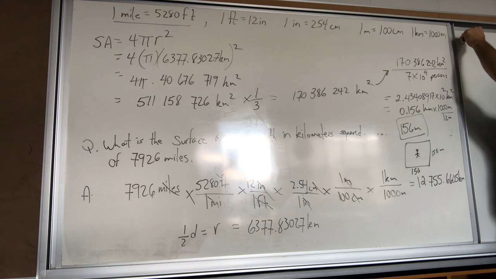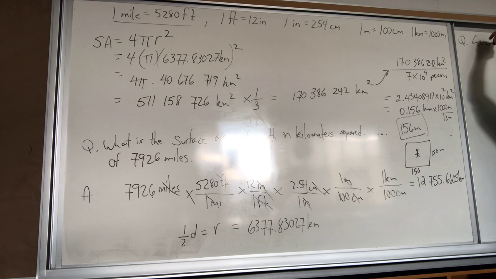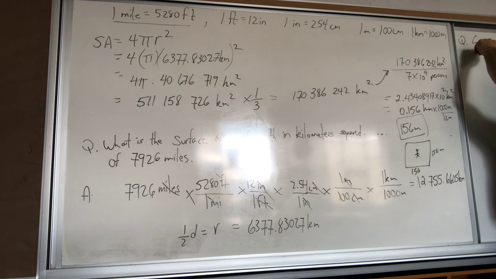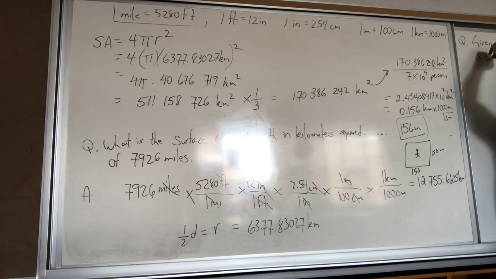Here's the question that we're going to work together. Given that the Earth has a mass of blank, I'm going to look that up, and a diameter of 12,755 kilometers, what is the density? What is the average density of the Earth?